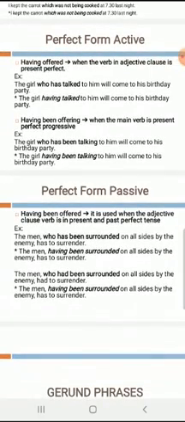Oke. And then perfect form passive ya. Jadi kalau yang perfect form passive dia pakainya having been offered. Okay, it is used when the adjective clause verb is in present and past perfect tense. The man who has been surrounded, jadi the man having been surrounded. Begitupun dengan yang past perfect tense, ya.